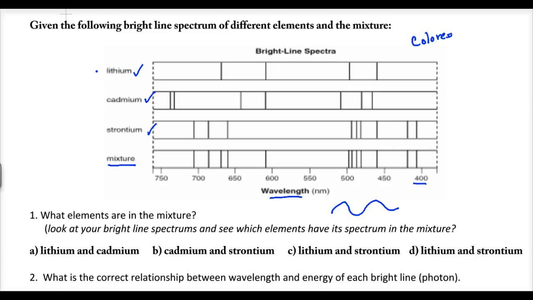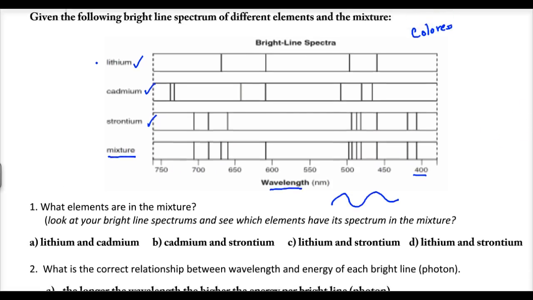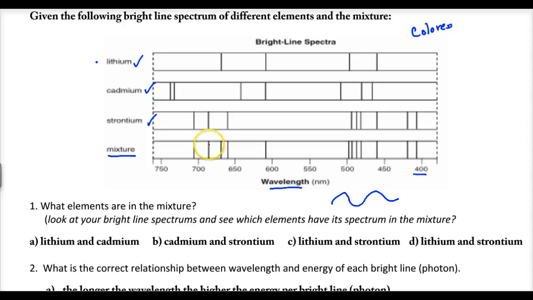So going through the question, number 1, which elements are in the mixture? Well, if I look at the mixture's bright line spectrum, it's got a bright line a little above 700. The only one that has one like that is strontium. If you notice, strontium lines are found in the mixture. So it must mean that I'm made up of, guess what? Strontium, definitely.